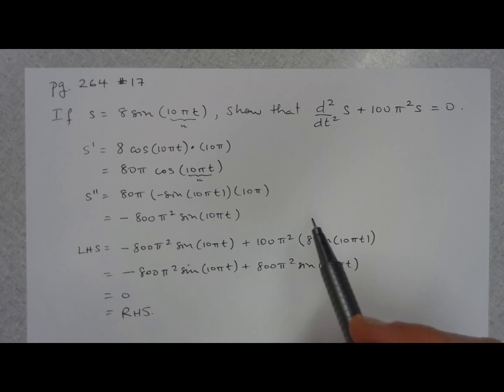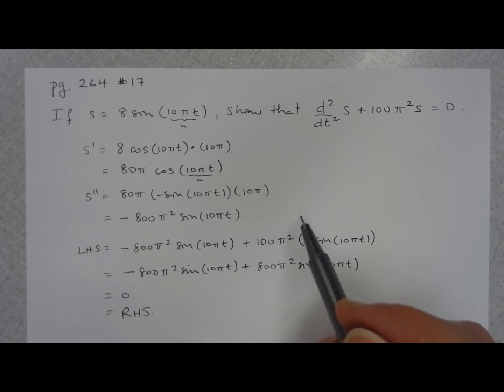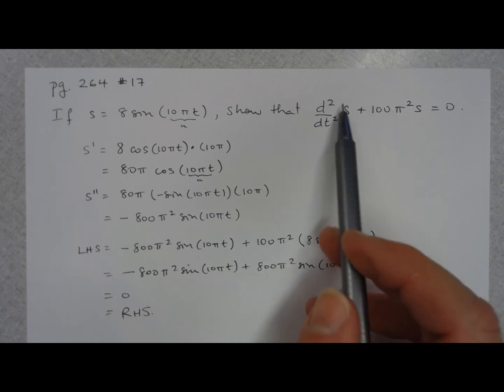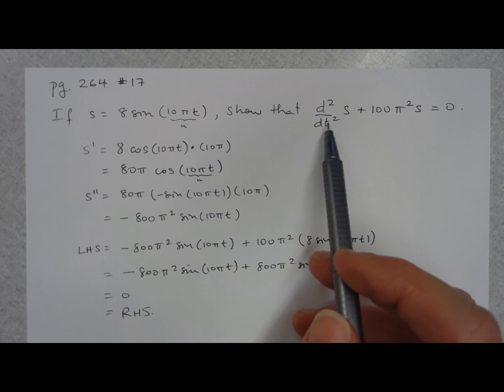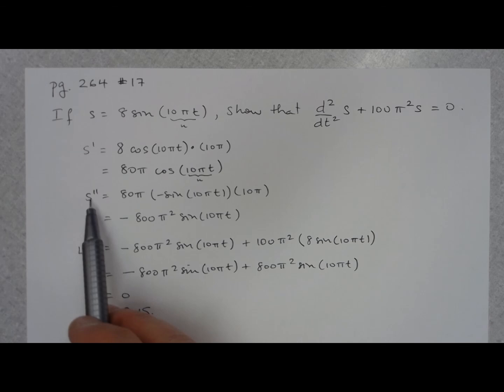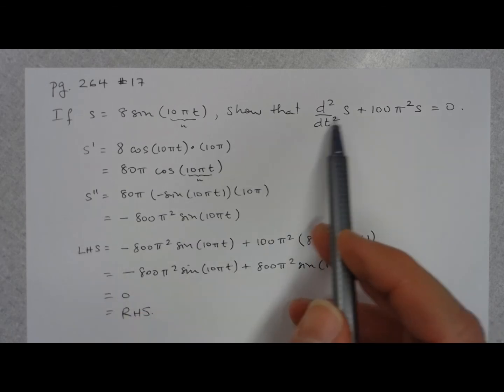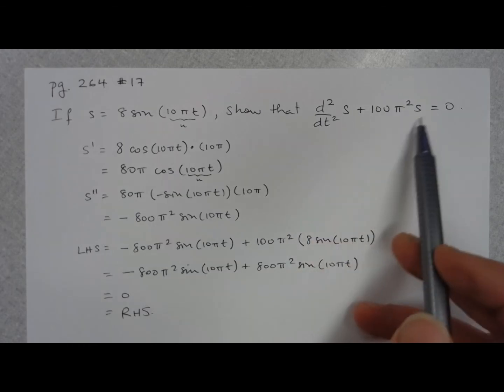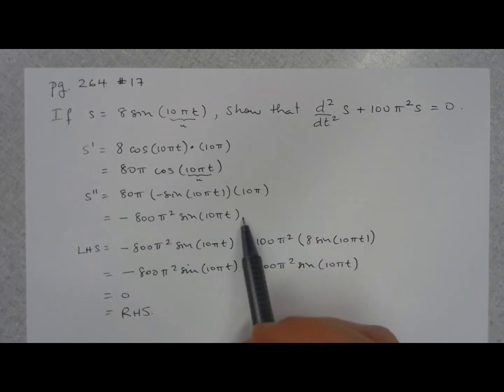All right. So just to recap here, step number 1 is to understand that this is an alternate notation for the second derivative as opposed to using the prime notation. So here we needed to find the second derivative first. And then from there, we inputted everything we knew into the left-hand side of the equation. And once we simplified, we showed that it was equal to the right-hand side, namely 0. Okay, that's it for this one.